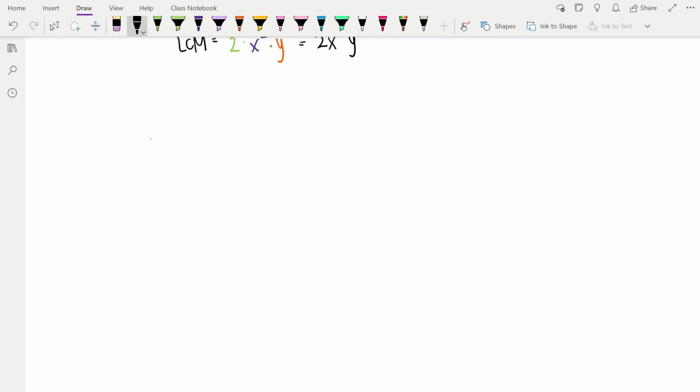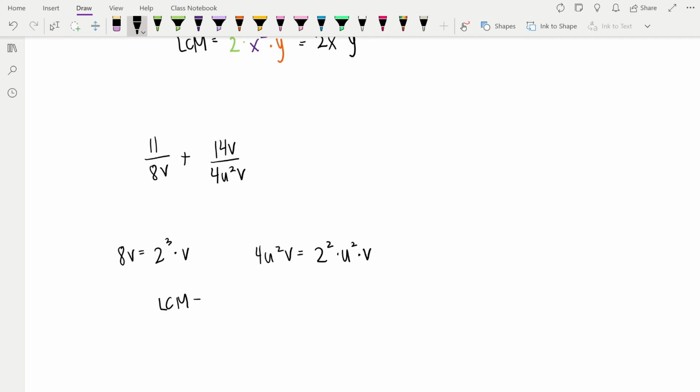Okay, so for our one last example, we have 11 over 8b plus 14b over 4u squared b. We need a common denominator, so let's look at each denominator and find all of the factors. So 8 is 2 cubed times b, and 4 is 2 squared, and I have a u squared and a v. So my least common multiple is going to need 2's and u's and v's. Let's look at the 2's first. Here are my 2's on this one. Here are my 2's on this one. The most 2's that exist anywhere are 3. I need to take all 3 of the 2's, the 2 cubed.